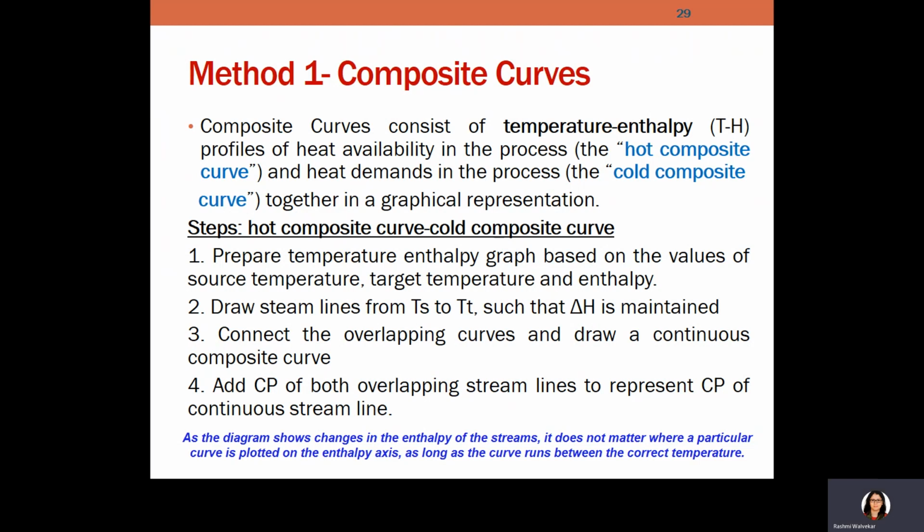And when we join them together, we represent the total network in our process. So in the general process, we first plot the process lines for the hot stream and the cold stream. Then once we do that, we connect those overlapping curves and draw a continuous composite curve. And that continuous composite curve will have the CP value of the two curves that you are joining.